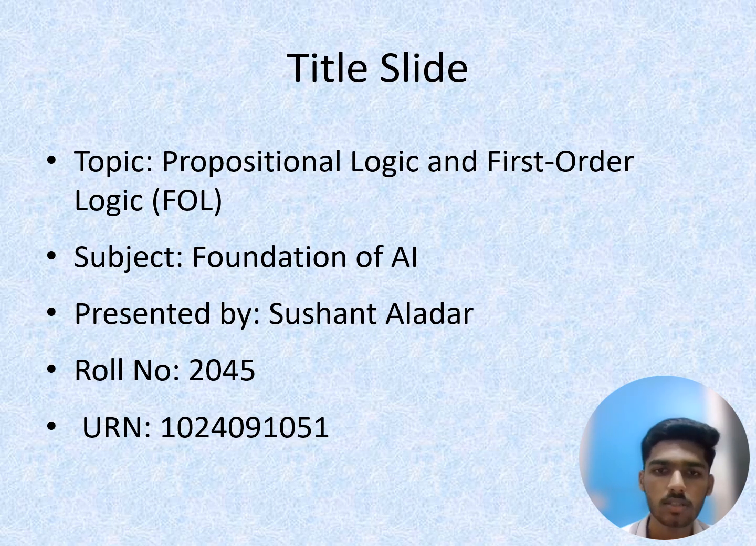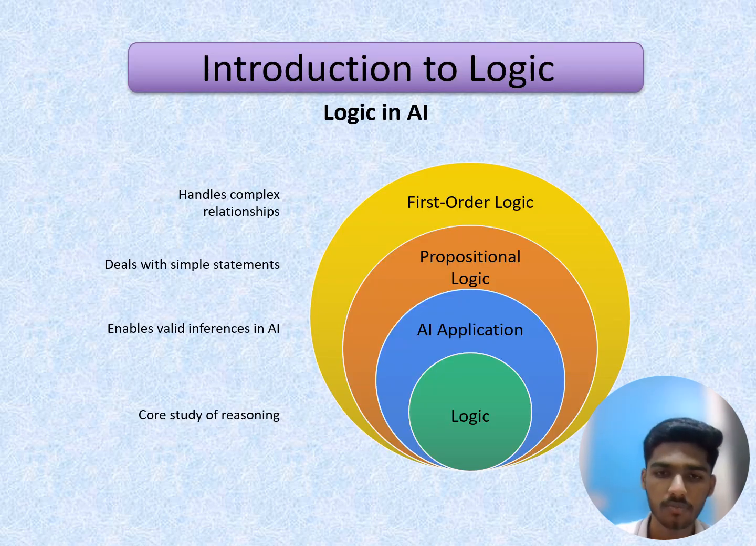Why is this so important? Well, before an AI can think, learn, or reason, it needs a formal language to understand and represent the world. These logics are that language. Over the next 10 minutes, we are going to explore what they are, how they work, and why one is good, but the other is essential for building truly smart systems.